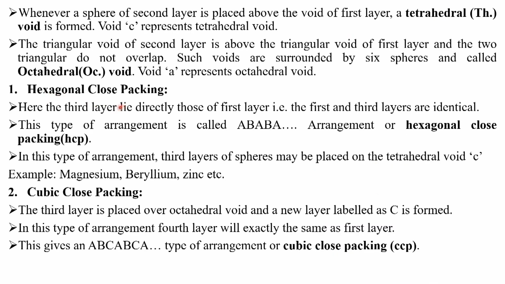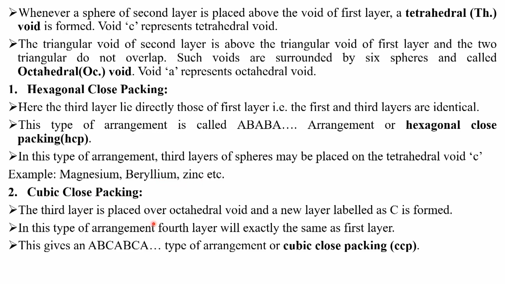Then we discuss hexagonal close packing. Here the third layer lies directly over the first layer, that is, the first and third layers are identical. This type of arrangement is called ABA, ABAB arrangement, or hexagonal close packing, HCP. In this type of arrangement, the third layer of spheres may be placed on the tetrahedral void C, for example magnesium, beryllium, zinc, etc.